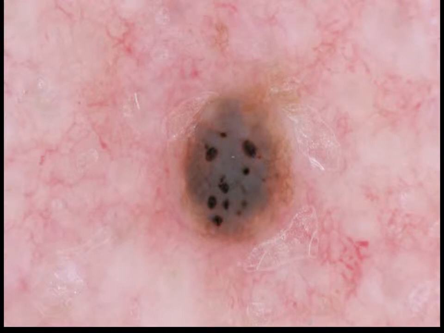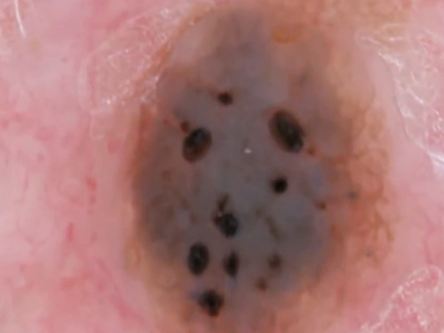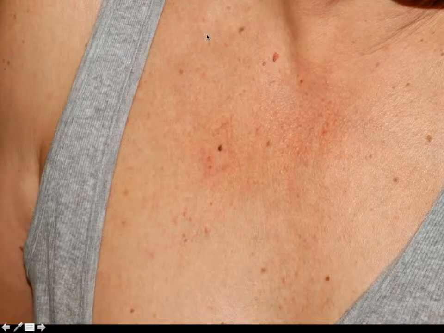So, first question: is this lesion melanocytic or non-melanocytic? We're going to use our algorithm, and in level 1 we look first for pigment network. And this is a pitfall in this lesion here, because if you look quickly you might say, okay, this is pigment network. Yes, you're right. But when you look at the surrounding skin, like here and here, you see that this patient has sun-damaged skin. Let's go back to the clinical picture.